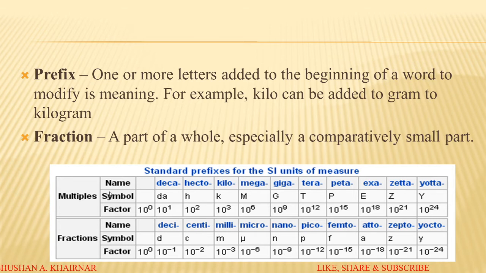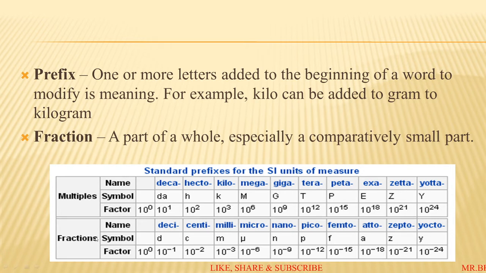So the first one is the prefix. Here is the name, here is the symbol, and here is the factor. If you see the prefixes, deca means 10 to the power 1, designated as DA. Hecto means 10 to the power 2. Kilo means 10 to the power 3. Mega means 10 to the power 6. Giga means 10 to the power 9. Tera means 10 to the power 12. Peta means 10 to the power 15. Exa means 10 to the power 18. Zetta means 10 to the power 21. And yotta means 10 to the power 24.